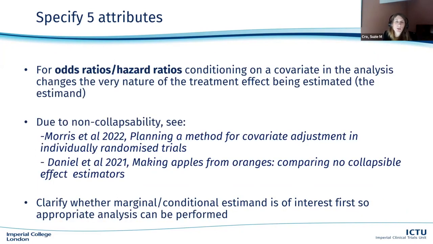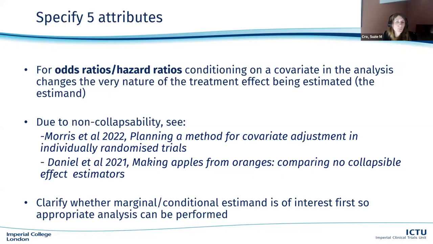Now, another subtle issue arises for odds ratios and hazard ratios that it's important to be aware of. Conditioning on a covariate in the analysis, such as age, changes the very nature of the treatment effect that's being estimated for such measures. And this is due to non-collapsibility of odds ratios and hazard ratios. For a nice discussion and example of this issue, you can see this recent great reference by Morris et al. And for a full technical explanation as to why this occurs, do see the reference by Daniels.